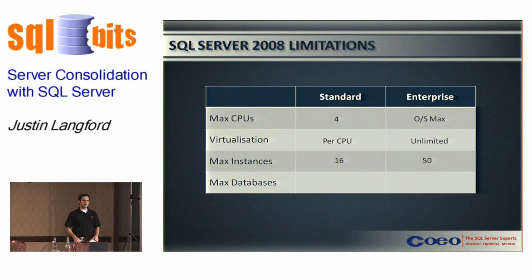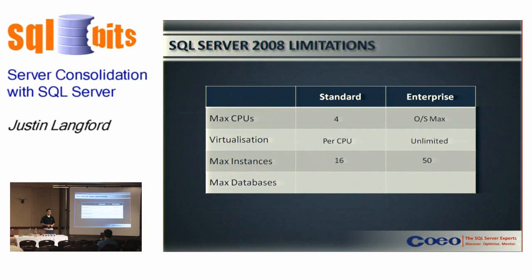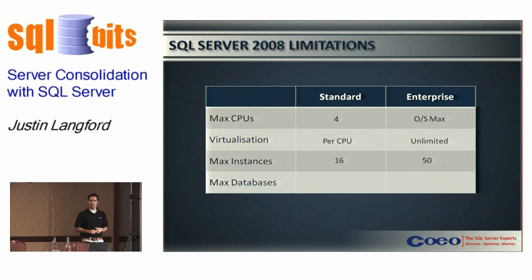And the maximum number of databases. For the second book, does anyone know the maximum number of databases per instance? 256? Anyone else? 255? Higher? 1024? Christian says 32,000, but he wrote one of the chapters in the book as well, so he doesn't get one. You get one of your own books. Congratulations. Yeah, it's 32,000. Goodness knows why you would want to do that. I think it's a really bad idea, but that's the theoretical maximum.